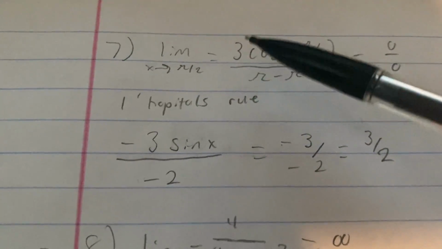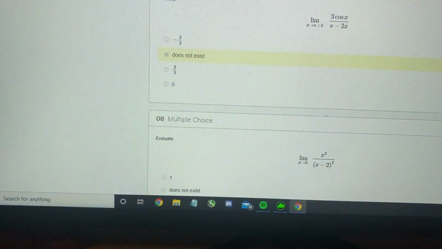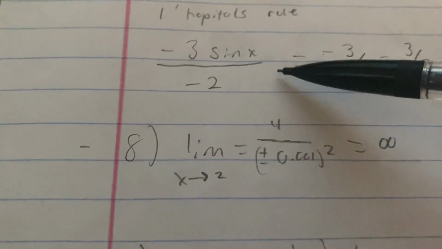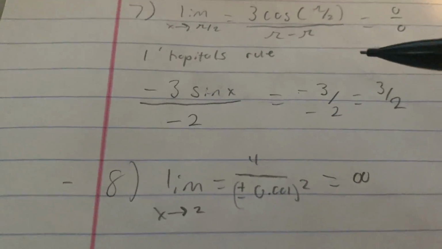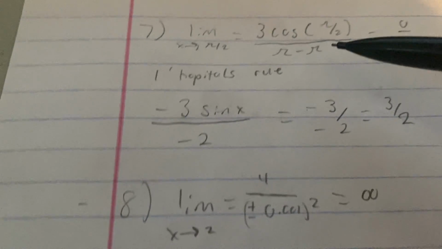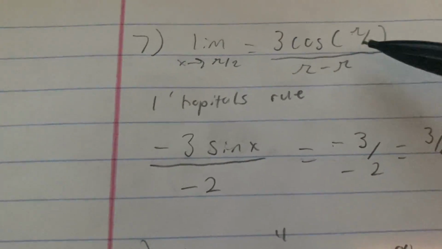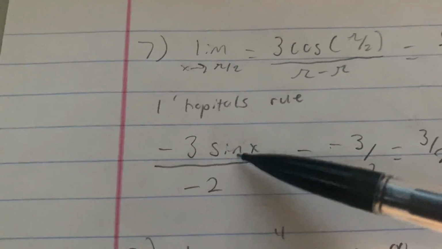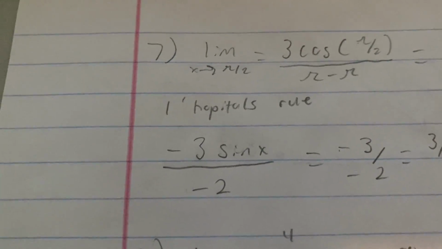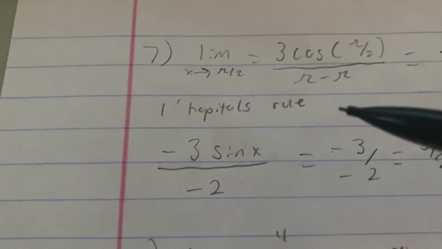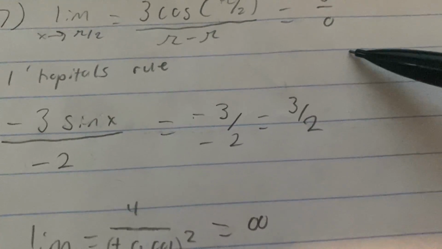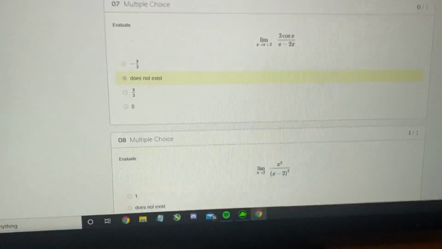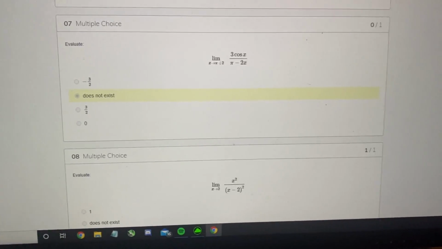And then we have, if you can see it there, pi minus 2x, whose derivative should just be -2. And so once we do that, we plug back in the original number, which is pi over 2, which is 90 degrees, which we all know sine of 90 degrees is 1. And so we get -3 over -2, which is equivalent to 3 over 2. And that is the answer for number 7.